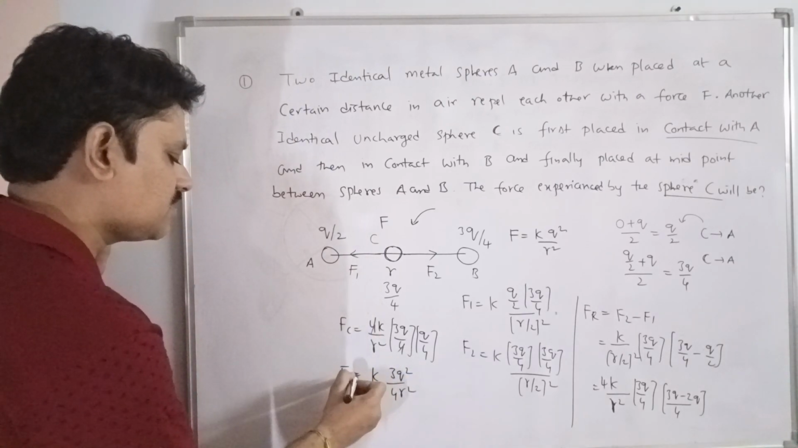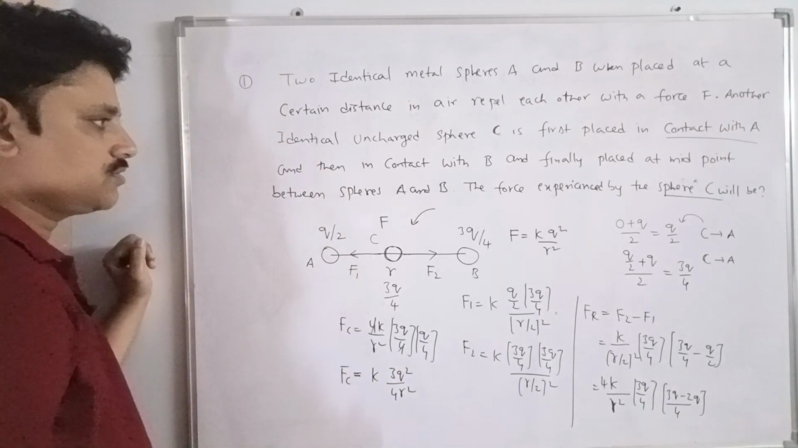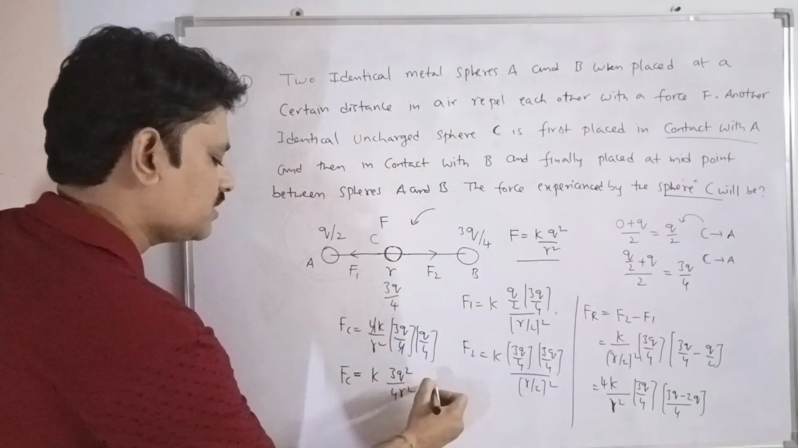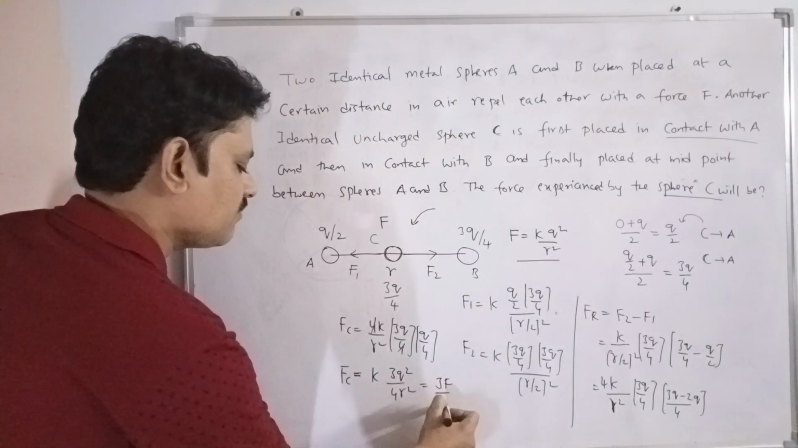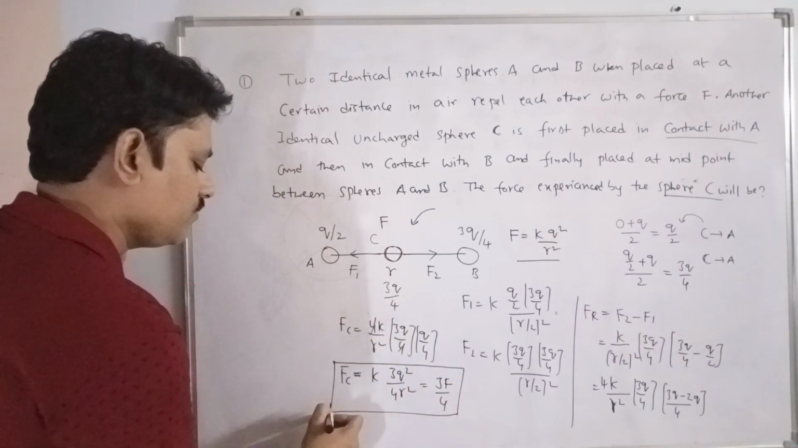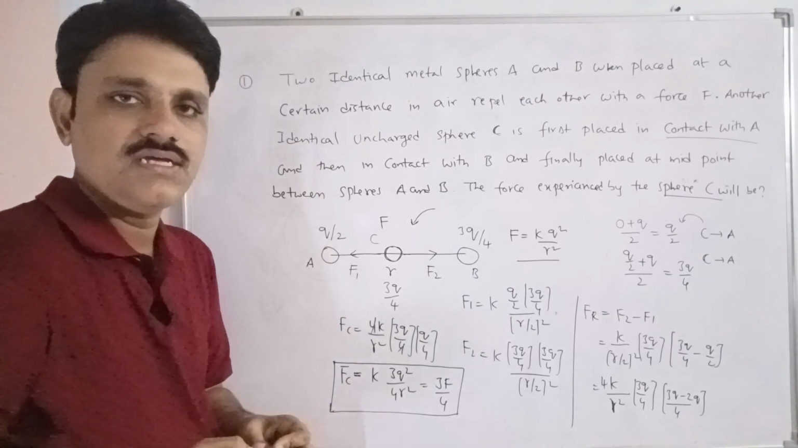So this is the resultant force acting on C with respect to the other two spheres. We already know K into q square by r square is F. So this is 3F by 4. So in terms of F, we calculated the final resultant force acting on C.